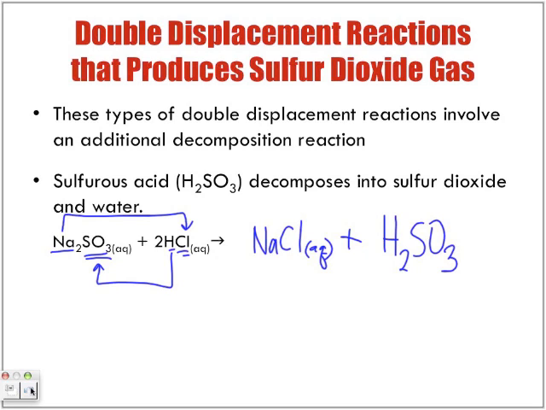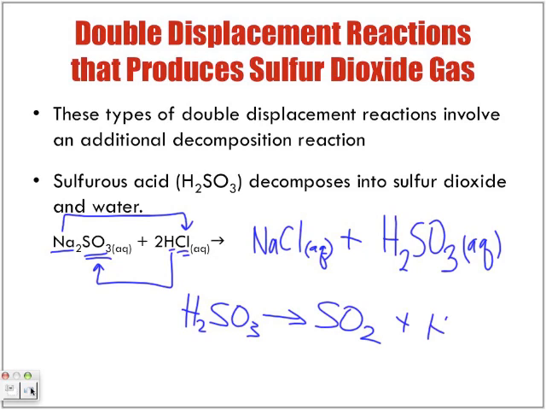But because we've got that, that further breaks down. H2SO3 further decomposes into sulfur dioxide and water. So sulfur dioxide is our gas, and water is a liquid.